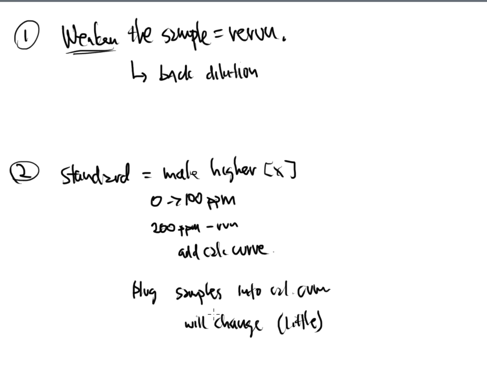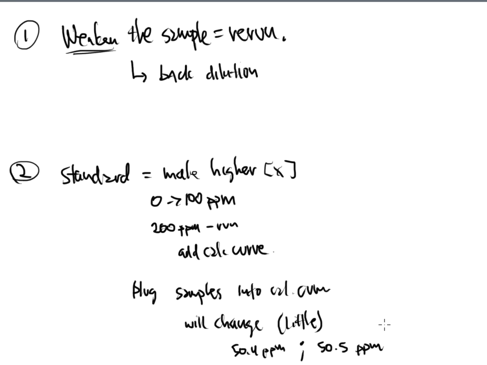So what do I mean by that? Well, let's say that we plug an absorbance in and we get 50.4 parts per million. Well, I make a 200 parts per million standard and I rerun it. And let's say that with that new cal curve, it might go to 50.5 parts per million. We're still in the same ballpark. We're still in the same vicinity. That's good. But I have to process all of my samples against that new cal curve that I've made.